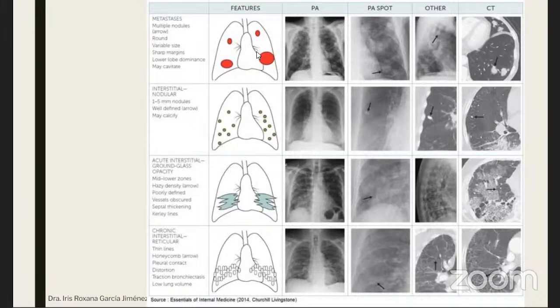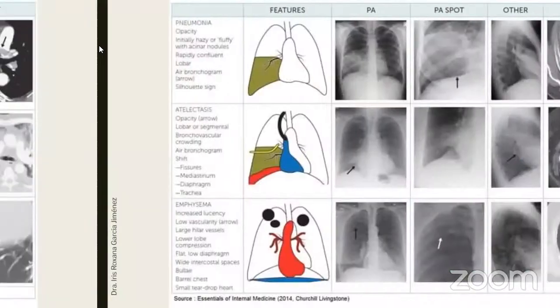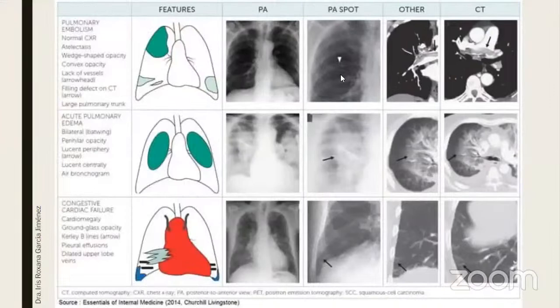Here you got metastasis, interstitial nodular, acute interstitial ground glass opacity, chronic interstitial reticular, right? Then you got pulmonary embolism. Again, how it looks, which small details we must check with this evaluation because it's cheap, it's safer, and non-invasive, no causes pain. We got acute pulmonary edema. You can check.